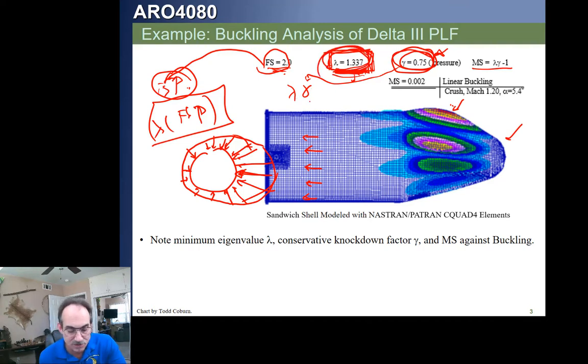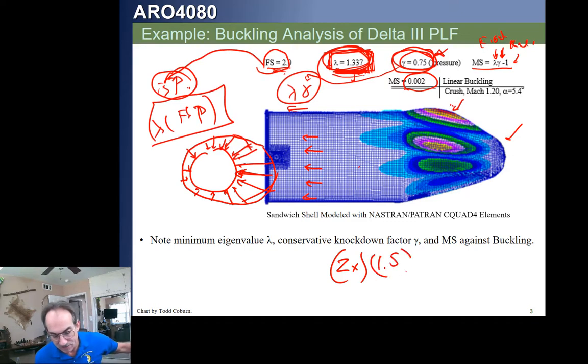And that's the number of times you can multiply your applied loads by before you get failure. So the margin of safety is simply the eigenvalue, that's the eigenvalue there, times any knockdown factors. This is the eigenvalue. This is the knockdown factor. And minus one, that's your margin of safety. That's how we compute this margin of safety. So what this says is, this particular structure can withstand two times whatever the max design loads are, the limit loads. That's what this can take before it buckles.